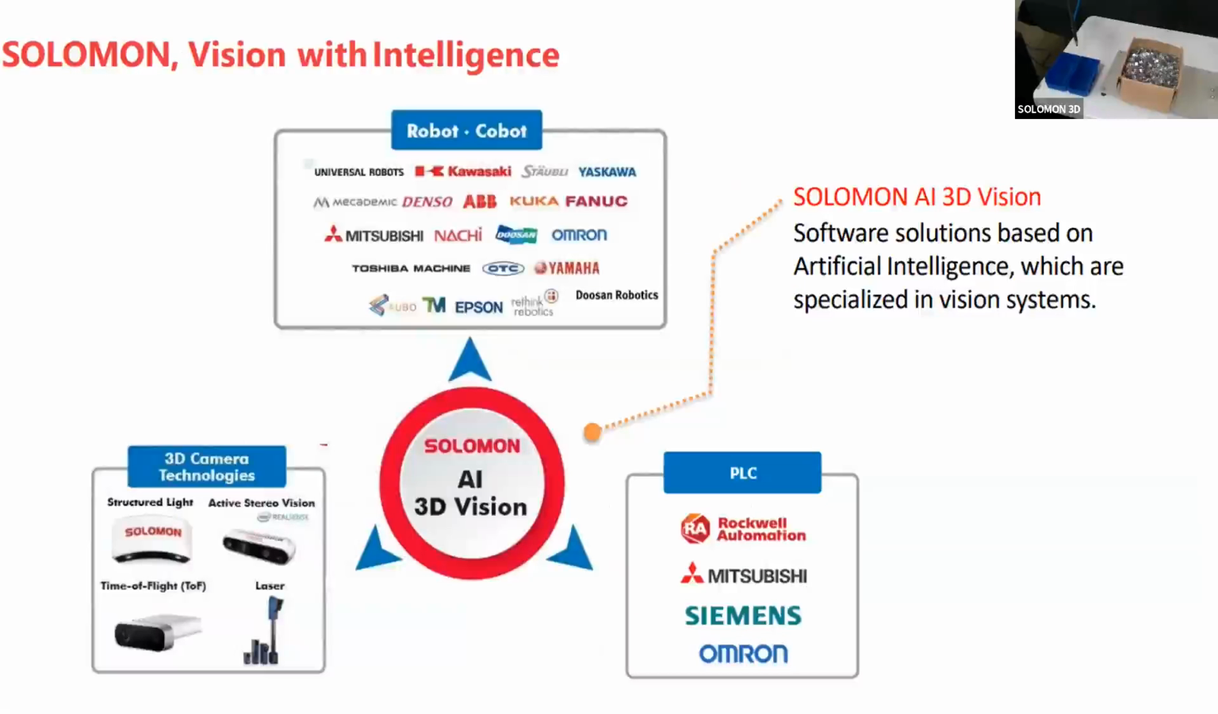And so this is just a graph of how our AI 3D vision software works and interfaces with different hardware. So you can configure different hardware and use it with our software, right? So you can see there that we are compatible with pretty much all the leading robot and cobot brands. These are the PLCs that we can interface with as well. And if you notice on the bottom left, we're actually compatible with different kinds of 3D camera technologies, whether that be our own structured light camera, Intel RealSense's active stereo vision, or a Microsoft Kinect time-of-flight camera, even some laser scanners, right? So you have the flexibility to use a lot of these different hardware systems in conjunction with our software.